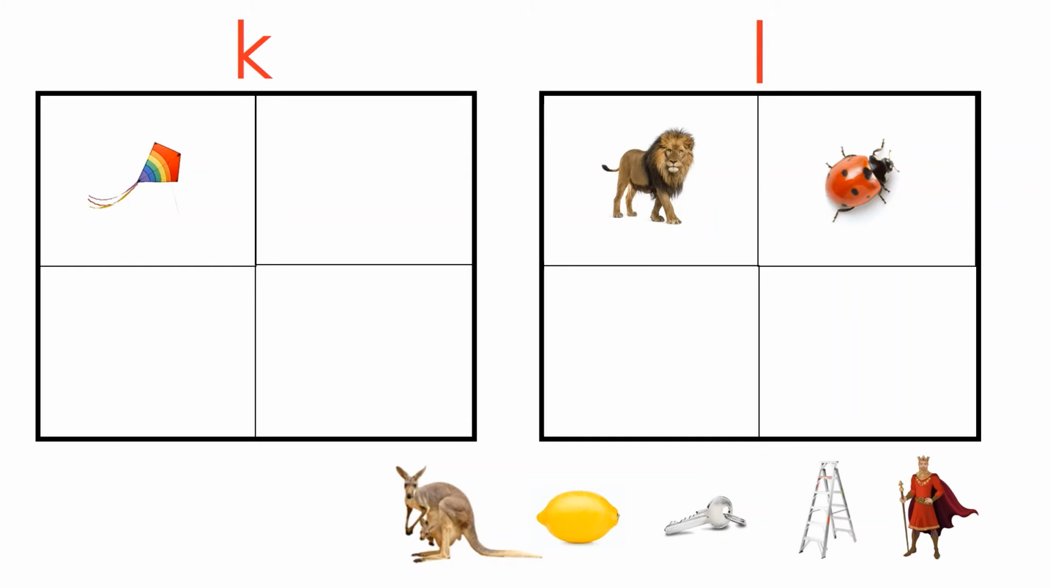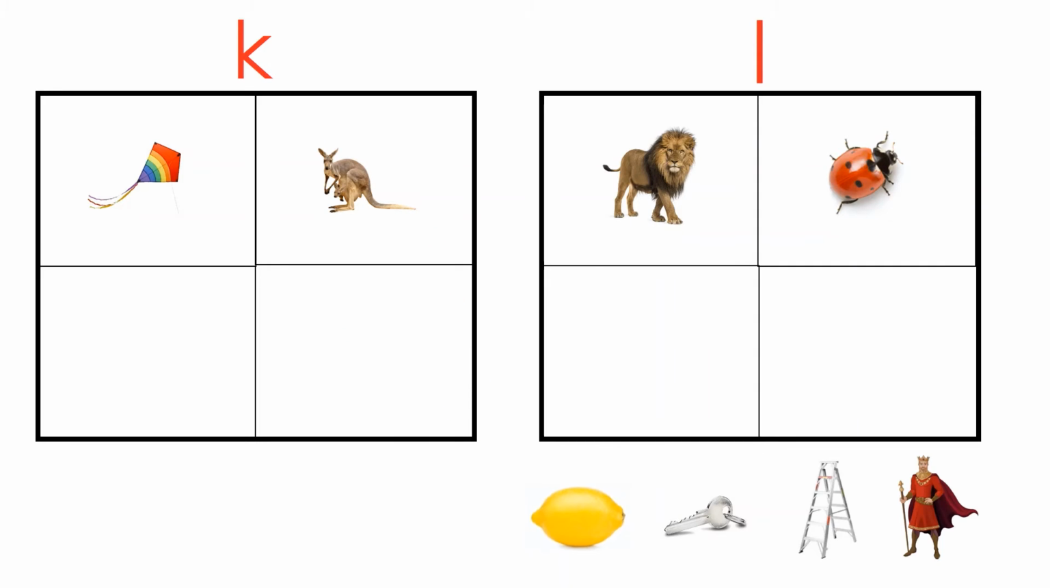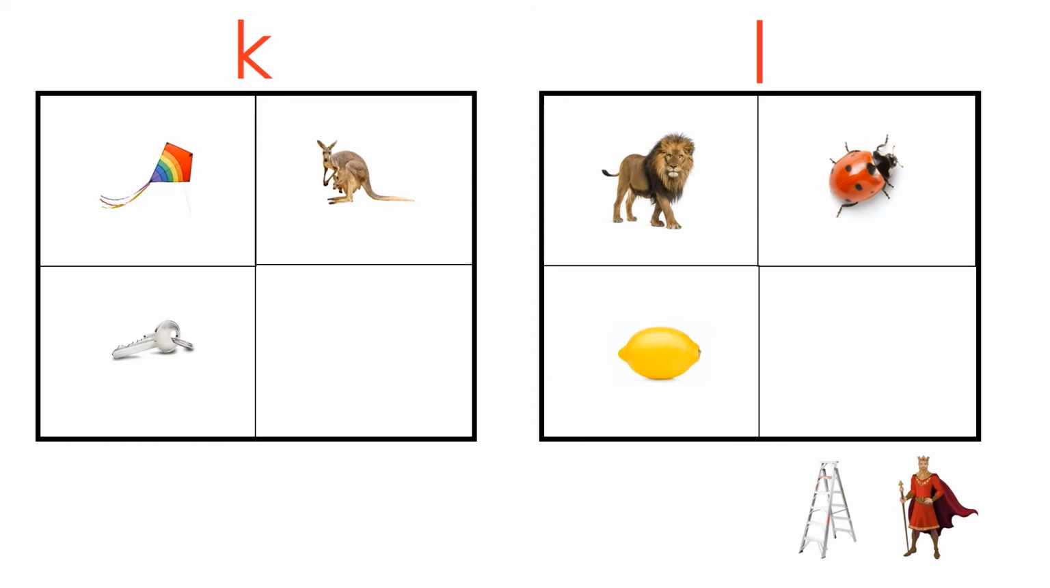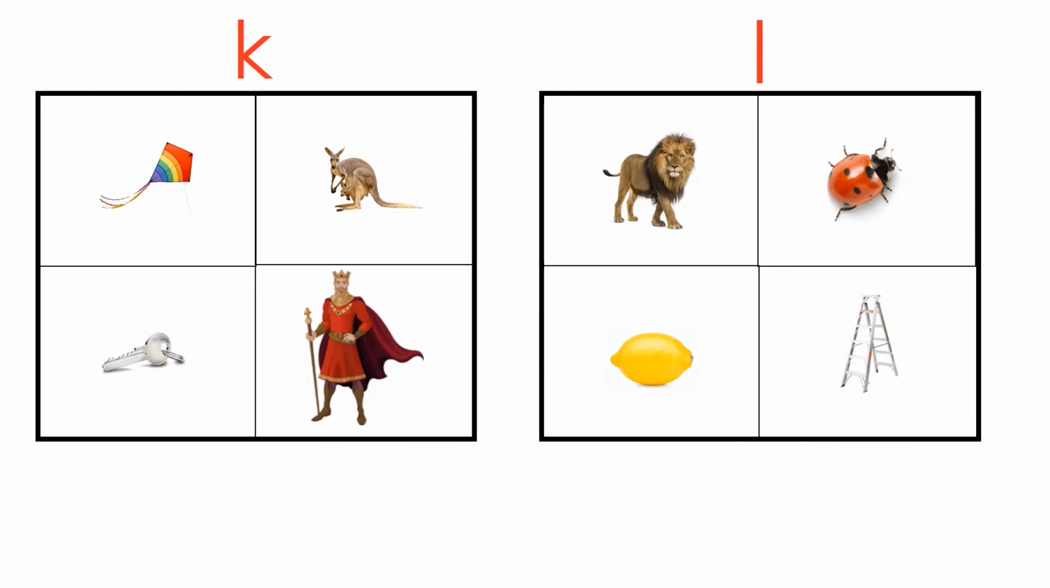Kangaroo. Kangaroo. Lemon. Lemon. L. Key. Ladder. Ladder. L. King. King. Are you done sorting all the pictures? Let's move on to next one.